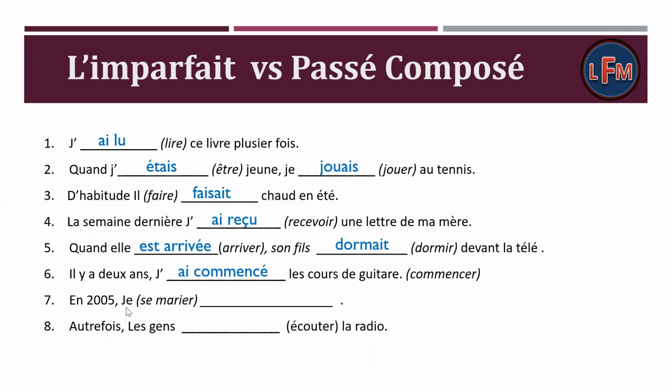En 2005, je me suis marié. So it is mentioned that I got married in 2005. So here the time is mentioned, so we use passé composé. En 2005, je me suis marié. This is a pronominal verb in passé composé.